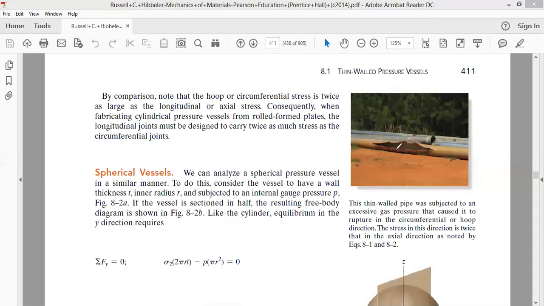So this type of failure occurs when you have excessive gas pressure, when the hoop stress is greater than the stress that this material can withstand, that is sigma is equal to PR by T. When hoop stresses exceed the maximum stress that this material can withstand, then this type of rupture happens. So these ruptures do happen when the gas pressures are very, very excessive.